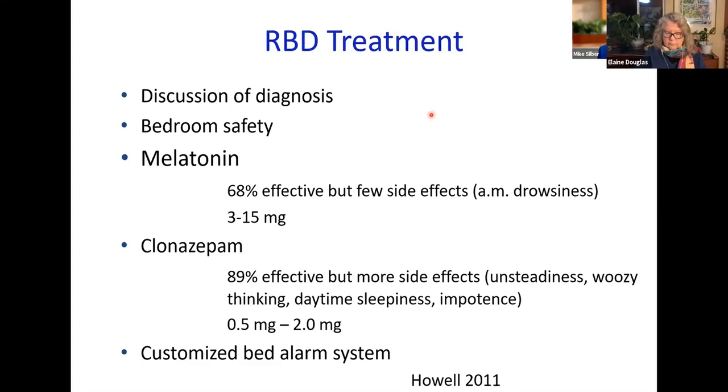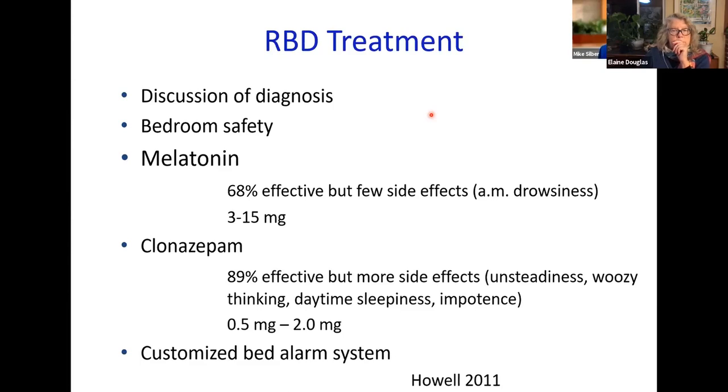It can cause unsteadiness, and that, of course, is the last thing we want in somebody with MSA. Sometimes some woozy thinking in the morning, daytime sleepiness, and in men, it can sometimes reduce sexual function. Again, something that's the last thing we want to do in at least early MSA. So we are careful about using the medication, but we do when there's a risk of injury.